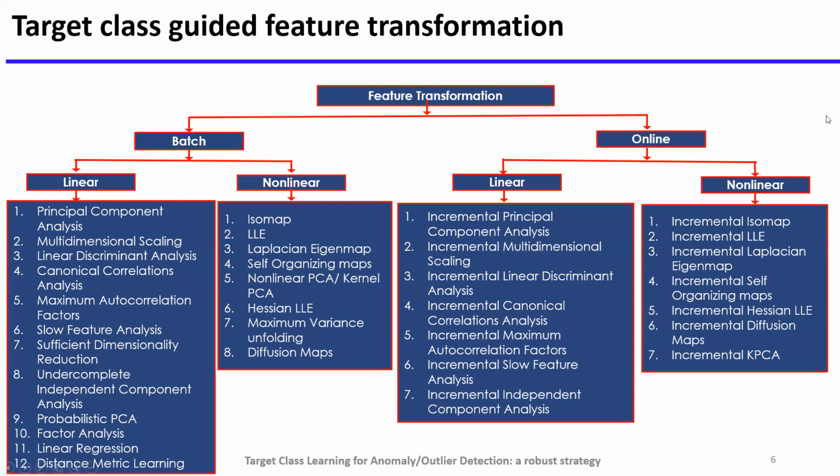Apart from that, online means that we deal with a distributed environment where samples are arriving temporally, so that we should learn the components very efficiently if samples or batches of samples are arriving in a stream. That can also be categorized into two types, linear and nonlinear. There are many techniques available, so it is not possible to include all of them, but the most important techniques have been included in this particular slide.